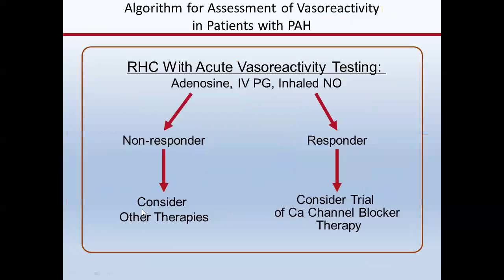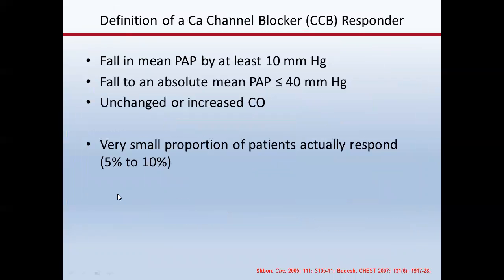So what is the response? The response is that your mean PA pressure should fall by 10 with an absolute value less than 40, in the presence of an unchanged or increased cardiac output. For example, before the vasodilator testing, your mean PA pressure is 60. You do the nitric oxide, and your mean PA pressure comes to 35. That means your absolute value is less than 40, and you're dropping by more than 10, by 25 millimeters of mercury, and their cardiac output did not change. Then that's a response.